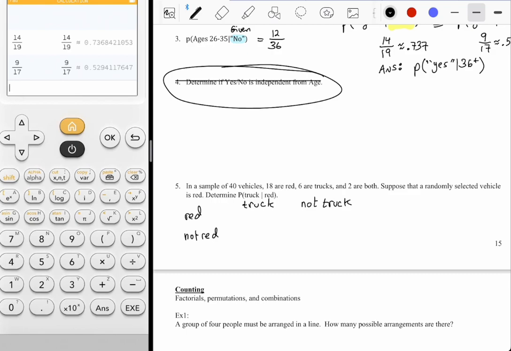All right. So we have 18 vehicles that are red. So if I were to go across the red line, I'd have 18. I have 6 that are trucks. So if I go down the truck line, I would get a 6 here. That's my set of totals. Then we have 2 that are both. So that's red and a truck at the same time. And we know that there's 40 vehicles in total. So that would be my grand total. The total of the totals is also known as a grand total.